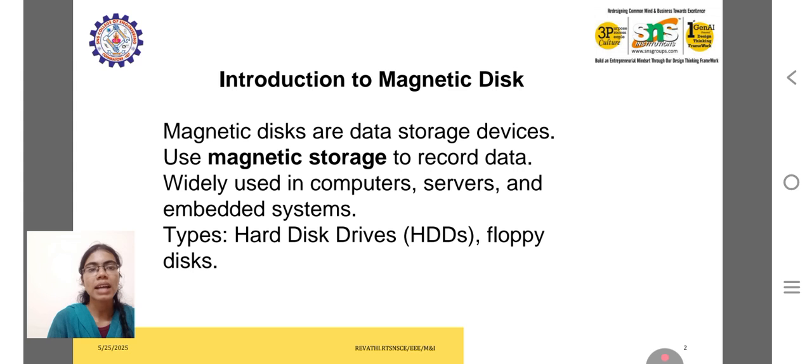So, what is magnetic disk? It is a magnetic storage with a record head. It is used in computers, servers, and embedded systems. The types are floppy disks and hard disk drives. Nowadays we are using USB pen drives and SSDs. In early days, it was used as hard disk drives and floppy disks. Floppy disks were most famous in those days.